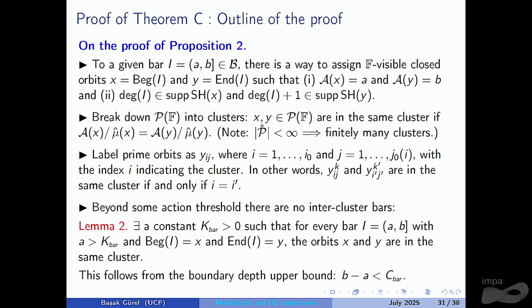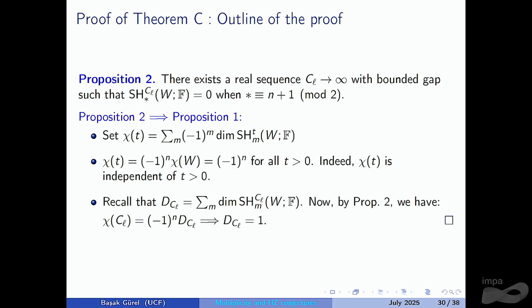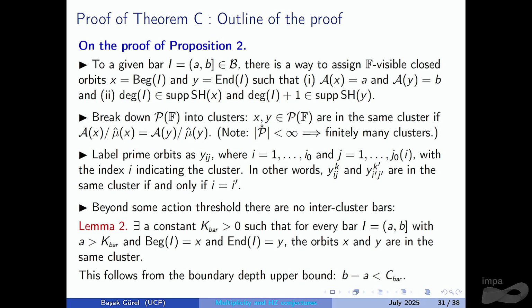Okay, so how do we do this? We go back for a second. We are trying to prove that we can find this bounded real sequence c_L, a bounded gap sequence, for which in every degree with parity n plus 1 the symplectic homology is 0. Okay, so if you give me a bar in the barcode, there's a reasonable way to assign an F visible closed orbit to the beginning of the bar and the end of the bar. This is again probably not hard to guess how this works.